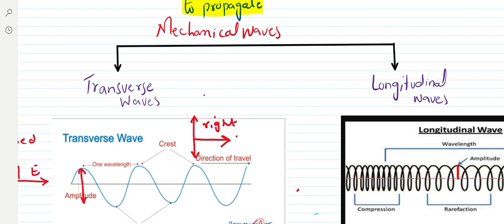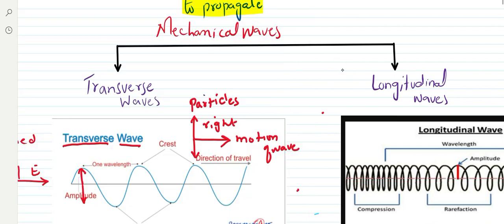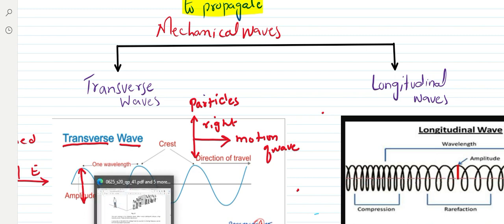So this is the direction of motion of wave, and this, up and down, is the direction of motion of the particles. Okay? This special type of wave is called transverse wave. It has its points which are up and down. So the topmost points are called crests and the bottom points are called troughs. Right.